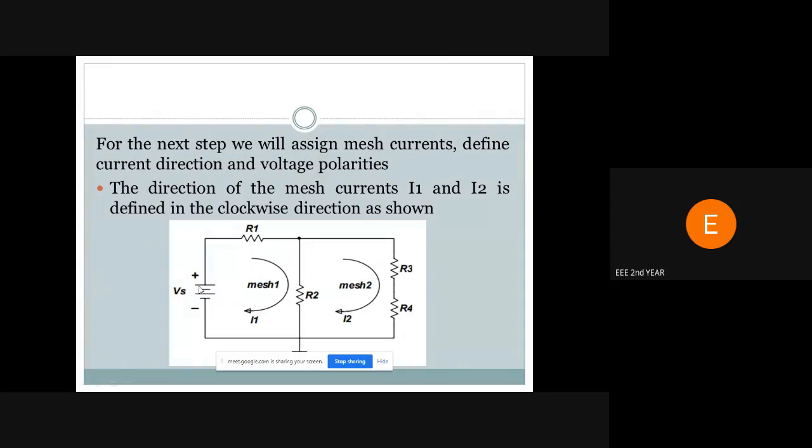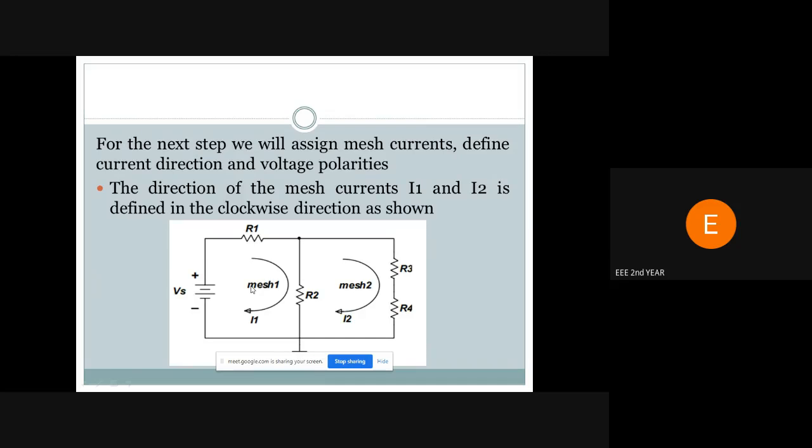Here they are giving you a single voltage source only, Vs. For this Vs you have to assign the polarity. See this small line, which represents the negative terminal of the battery, and this one will be represented as positive. These are the positive and negative polarities for the voltage source. And then you have to assign the current direction, which we are only assuming. For that, keep in mind you must always assign the current in the clockwise direction.